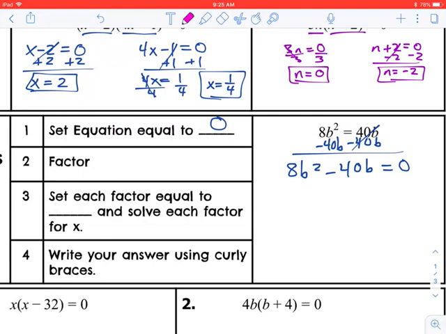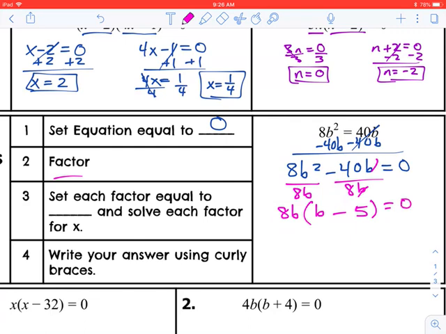Step 2, factor. This is where I'm trying to figure out, okay, what's the GCF? So 8 and 40, I can divide both of those by 8, and then also both of those by b. So 8b goes to the outside, and then I divide. 8 divided by 8 is 1. b squared divided by b leaves me 1b. Minus 40 divided by 8 is 5. The b's cancel. Okay, so there we go.